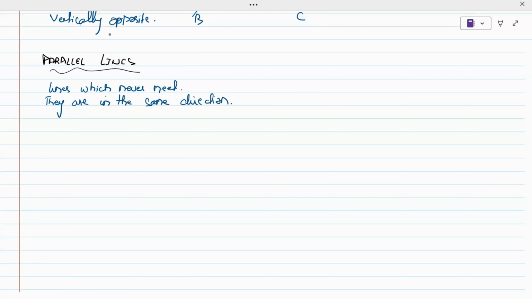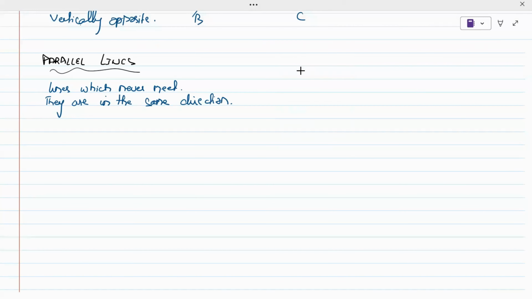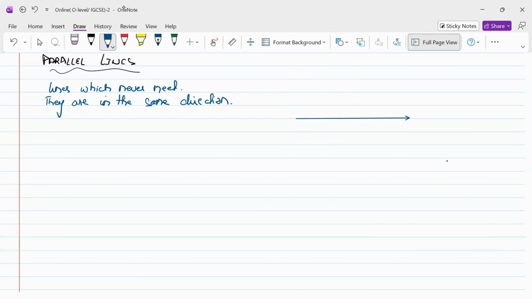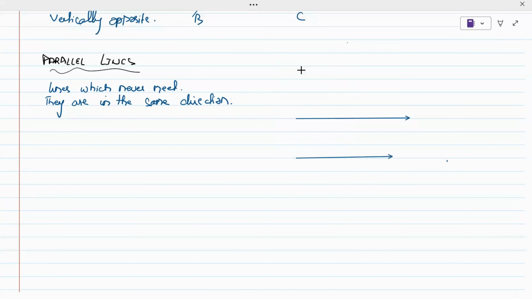Okay. And for parallel lines, we always have the arrowheads used. There is no assumption about parallel lines. Whenever you talk about parallel lines, they should be having the arrowheads. Without arrows being used, you cannot assume the line should be parallel. There is no assumption in mathematics.